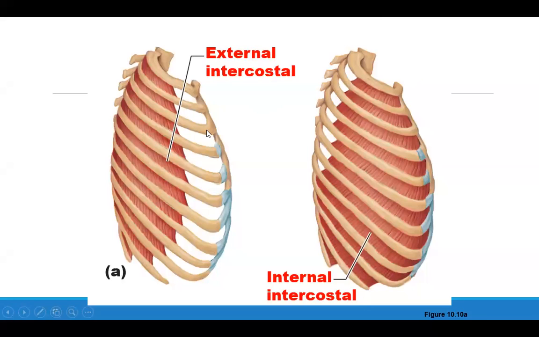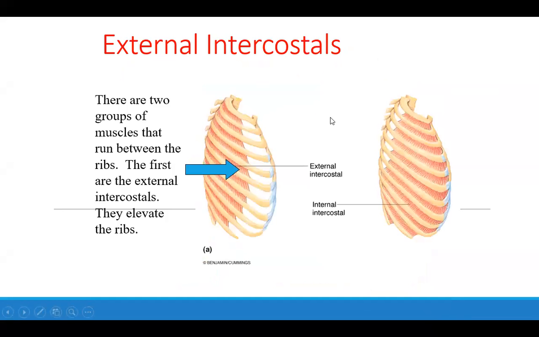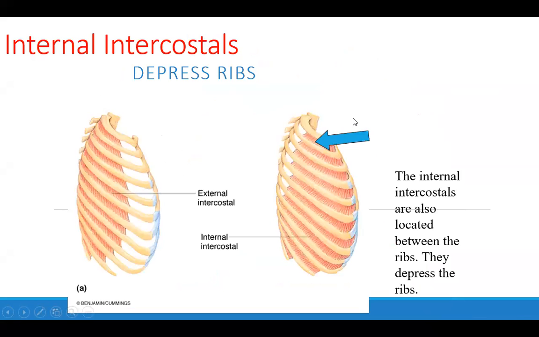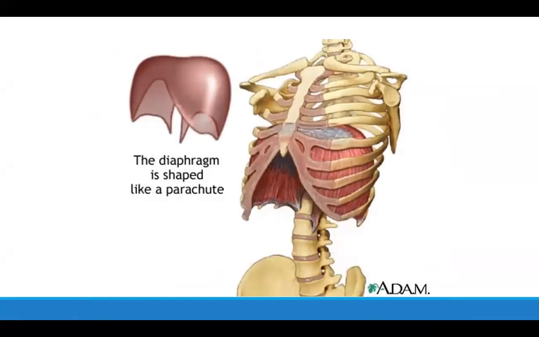So now, the external intercostals, the grain on the intercostal runs toward the sternum. So you can tell it sits on top of the internal intercostals. The grain on the internal intercostal, the line of the fibers, runs away from the sternum. The external intercostals elevate the ribs. When they contract, the ribs rise. When the internal intercostals contract, the ribs are depressed. Now, when we take a breath, we elevate our ribs to increase the size of the thoracic cavity.